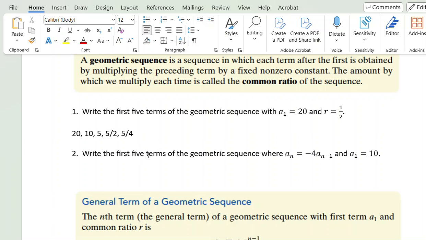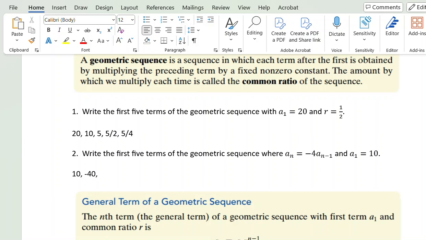Next, we're going to write the first 5 terms of this sequence. a_n equals -4 times a_(n-1), and a_1 equals 10. So this is a recursive formula. We have the first term, which is 10, and we have the formula which says, to get the term, you take the previous term and multiply by -4. So my first term is going to be 10. And for my second term, I'm going to do -4 times 10 to get -40.